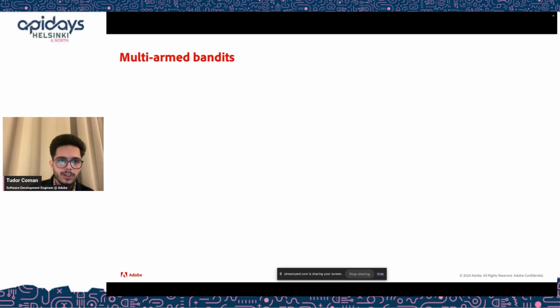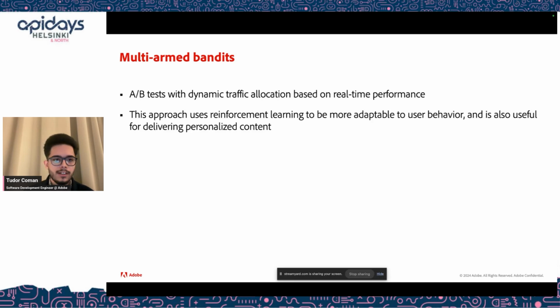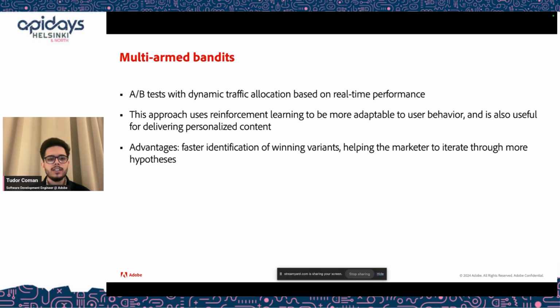Now, going back to multi-arm bandits, you can add these multi-arm bandits to a traditional A/B test by transforming that static allocation into a dynamic one based on real-time performance. This approach basically uses reinforcement learning to be more adaptable to user behavior, and is also useful for delivering personalized content. I'll get back to the personalized content a bit later, but for now, let's focus on the advantages and disadvantages.